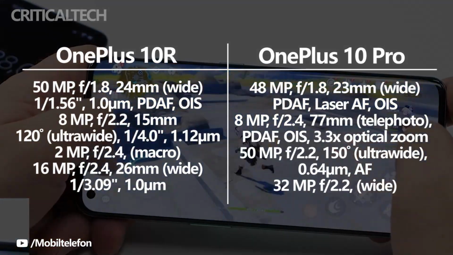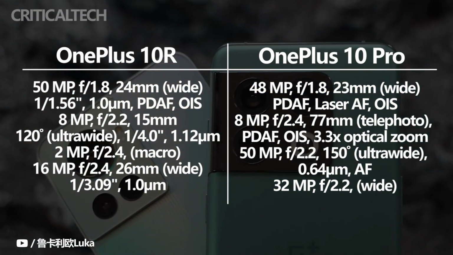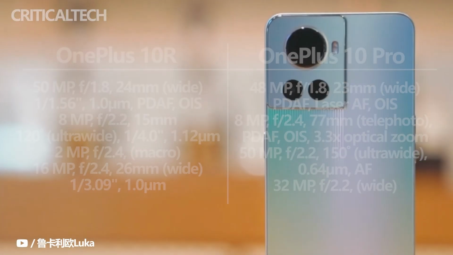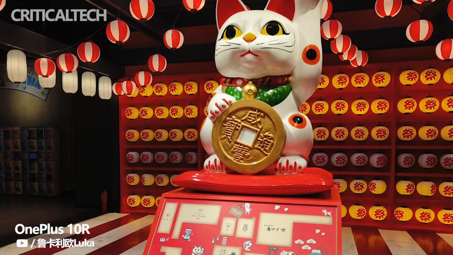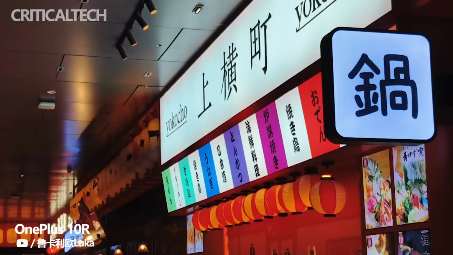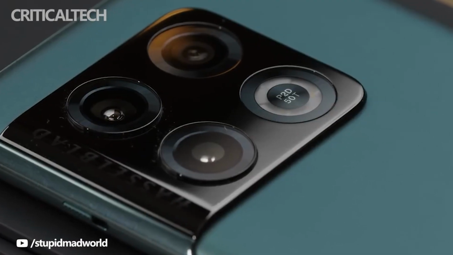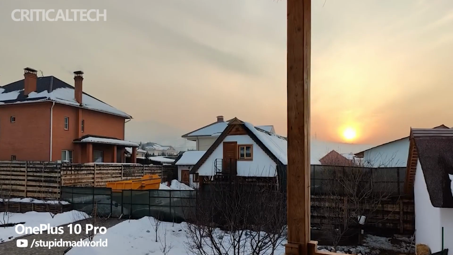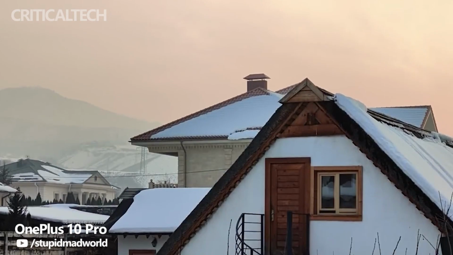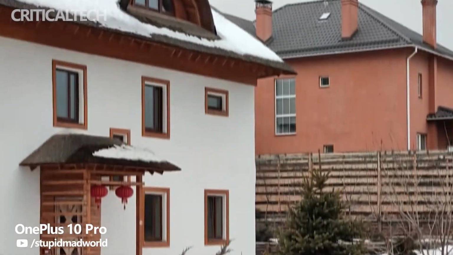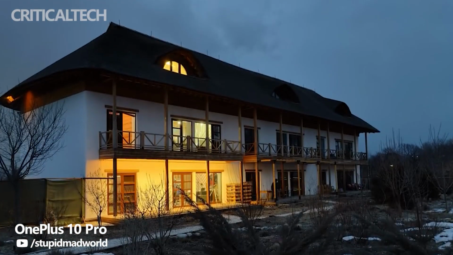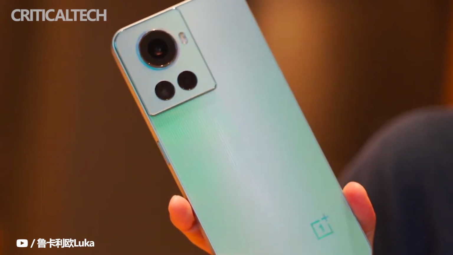The OnePlus 10R and 10 Pro both pack triple rear cameras, but with different configurations. The camera array on the OnePlus 10R includes a 50-megapixel f1.8 Sony IMX766 main camera with OIS, an 8-megapixel 119-degree ultra-wide camera, and a 2-megapixel macro camera. In contrast, the OnePlus 10 Pro has a 48-megapixel f1.8 Sony IMX789 primary sensor with OIS, a 50-megapixel ultra-wide camera with an impressive 150-degree field of view, and an 8-megapixel telephoto camera with OIS, and up to 3.3x optical zoom. The 10 Pro also gets a Hasselblad Pro mode, and a 32-megapixel front-facing camera, while the 10R misses out on the Hasselblad collaboration, and has a lower-resolution 16-megapixel sensor for selfies.